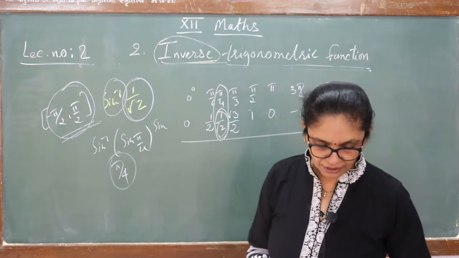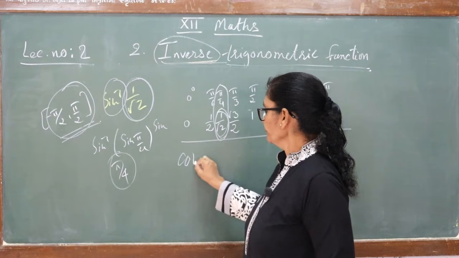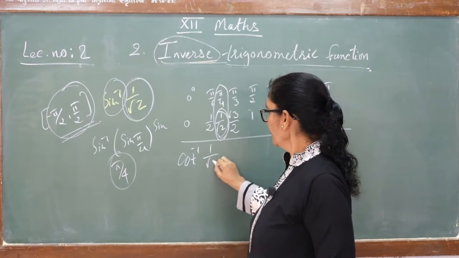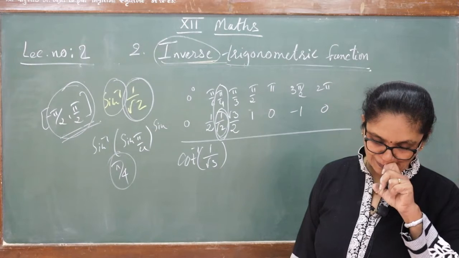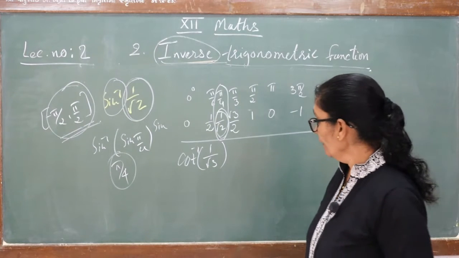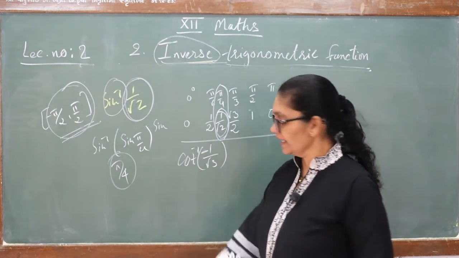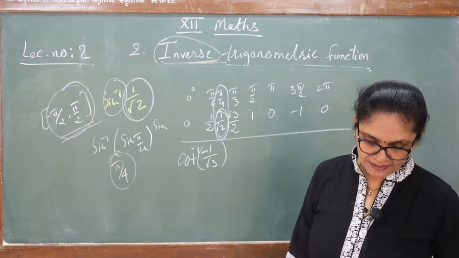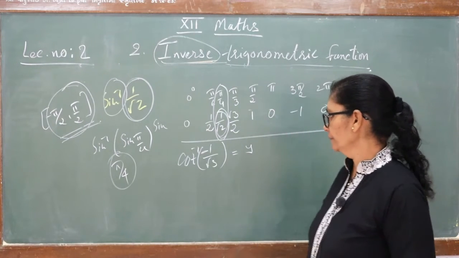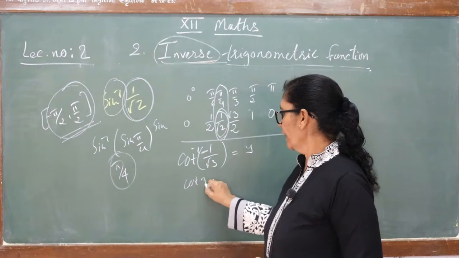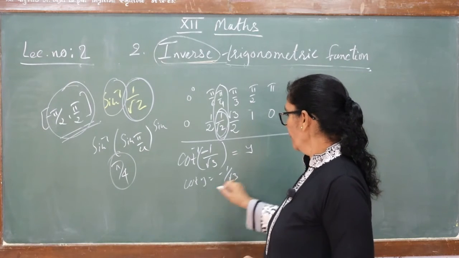Another question is given, cot inverse 1 by root 3. Okay, for which trigonometric value cot is 1 by root 3, that we know. But if a minus sign is mentioned, cot inverse minus 1 by root 3. So let's first assume this as y. Now we can take cot y equal to minus 1 by root 3.